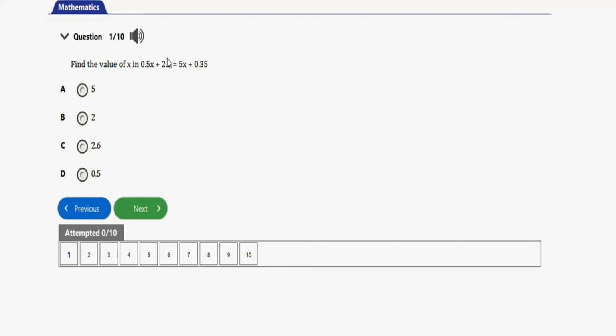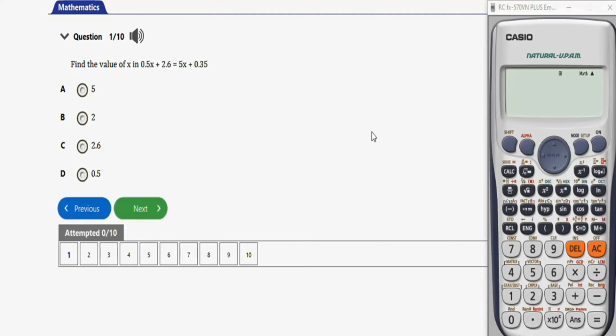So let's get started with question one. Let's bring a calculator and solve this. So guys, this is the scientific calculator. The very first thing to do as usual will be to reset. To reset, press shift, button 9, follow instructions, press equals and press equals again. So we're going to make use of the equation solver to solve this problem.